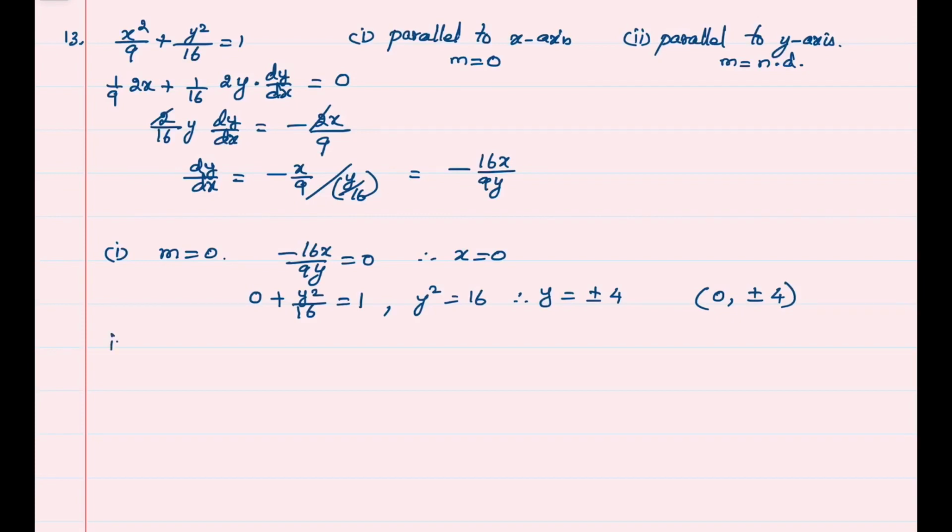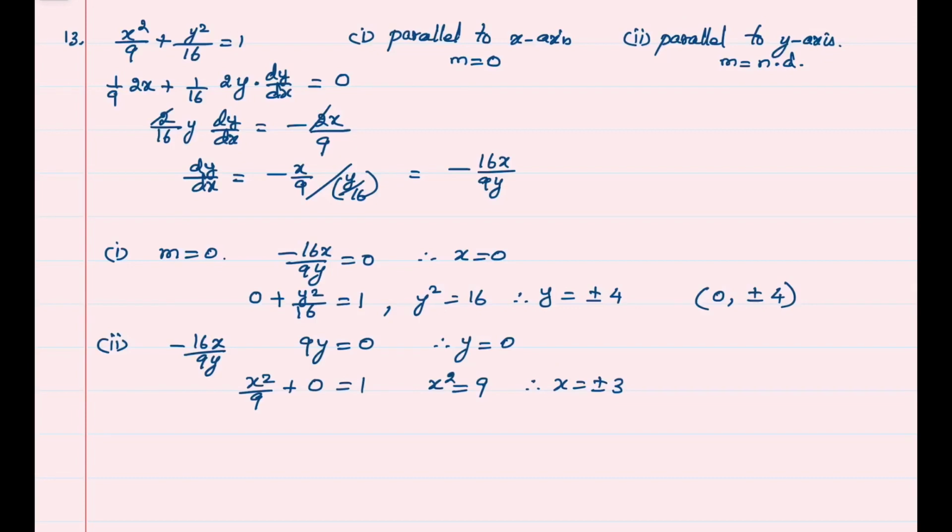Now we will do the second part. Here the tangent is parallel to y-axis. We know that the slope is not defined. Slope of the tangent is minus 16x over 9y. This ratio is not defined when the denominator becomes 0. Therefore, we get y coordinate as 0. Now to find the corresponding x coordinate, we will use the given curve. x square over 9 plus 0 by 16 is 0 equal to 1. x square is 9. Therefore, x value is plus or minus 3. Here also we are getting 2 points of contact which are plus or minus 3, 0.